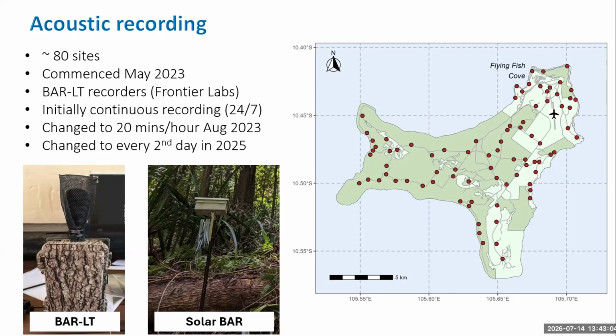Initially we started recording 24/7, but we found after a couple of months that the project just didn't have the resources to go out and service and change the batteries regularly enough. Running the BAR-LTs on battery power, they ran out of power after about a month of continuous 24-hour recording. So we changed the schedule down to 20 minutes per hour, on the hour, all day, so that we could then get three months of recording out of each recorder. Because we're recording multiple species, and the hawk owl being a nocturnal species, we wanted to record across the whole day.